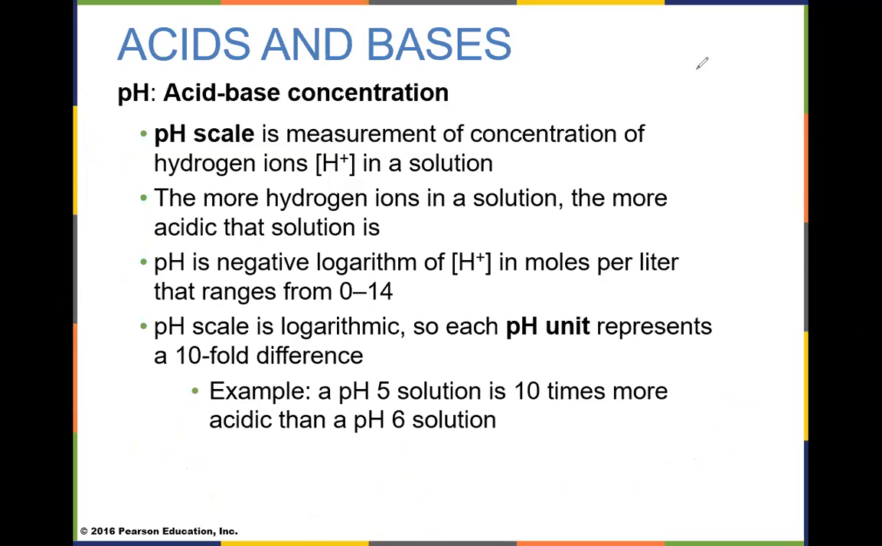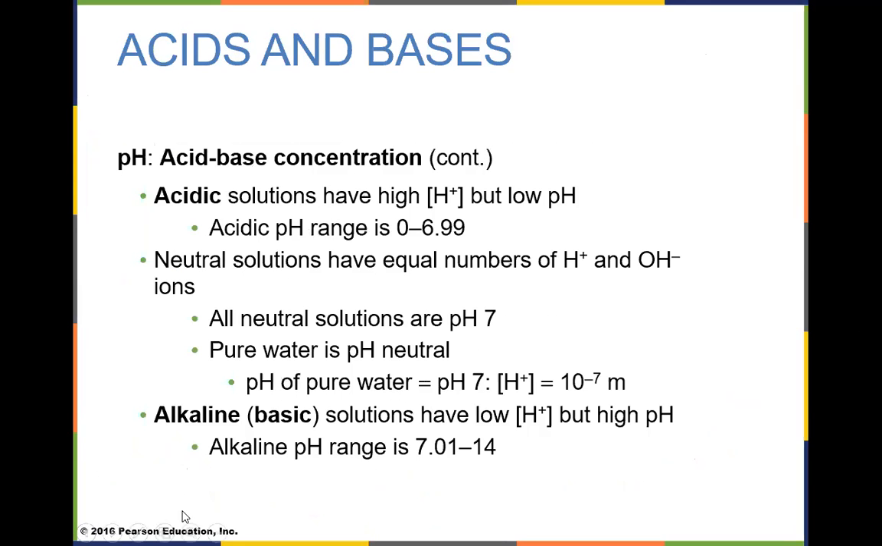Now, okay, so how does that apply to us? Well, we know that the scale goes from 0 to 6.99 for the acid side. Anything below 7 is acid, anything above 7 is basic. The alkaline side or basic side is 7.01 to 14.